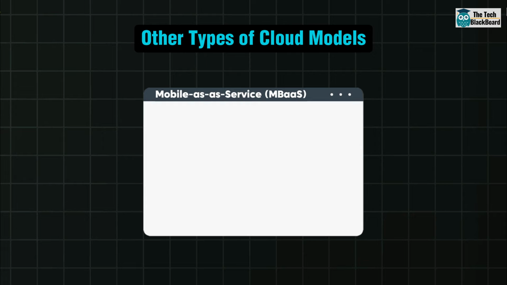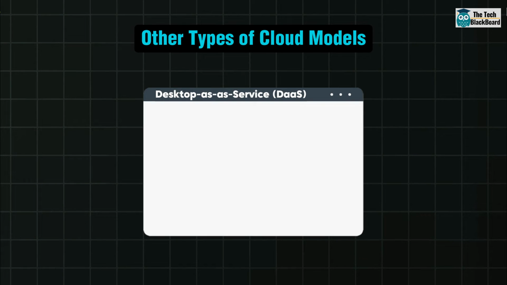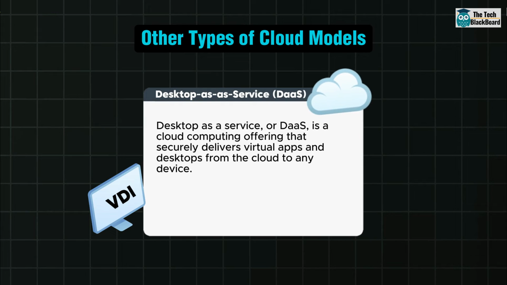Then comes a similar concept of MBaaS, which is mobile backend as a service. Mobile backend as a service is a cloud computing architecture that provides mobile applications access to the servers, storage, databases, and other resources they need to run. We then have desktop as a service or DaaS, which is a cloud computing offering that securely delivers virtual apps and desktops from the cloud to any device. Here I quickly want to add that DaaS conceptually is very much the same as VDI but different in the implementation. With VDI, an organization deploys virtual desktops from its on-premises data centers, and DaaS is essentially the same thing, but this one is on cloud infrastructure.